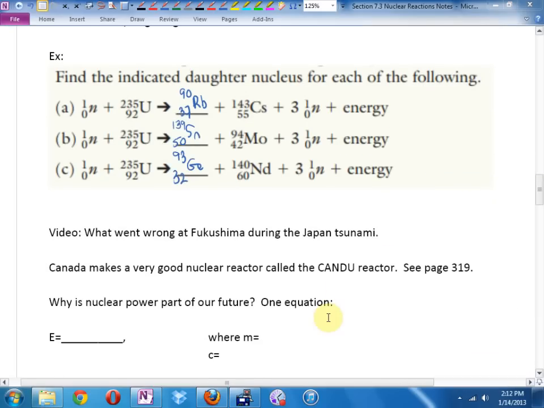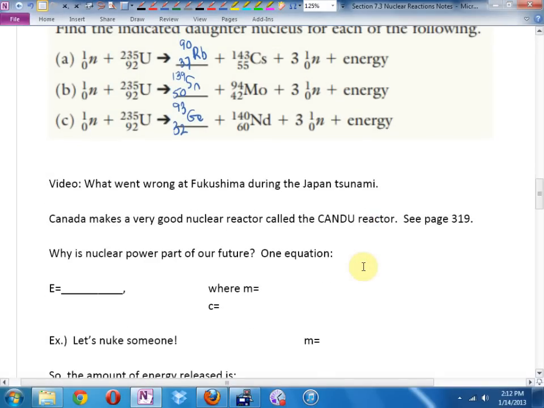So Canada makes a very good nuclear reactor. It doesn't run on uranium, it runs on thorium, which is another radioactive element, and it uses a slightly different radioactive reaction. If you got your textbooks, turn to page 319. Take a look at the CANDU Canada reactor. If you don't have a textbook, see if there's one at your table that you can share with.